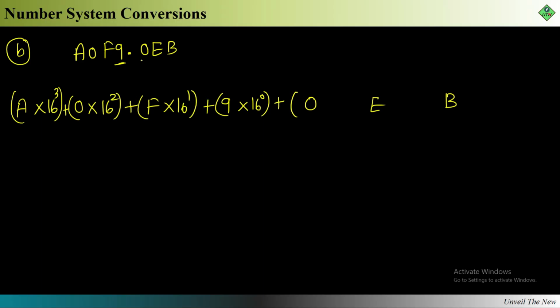Okay, after the point we are having 0, right, and so we will multiply it with 16^-1. Then we are having E, we will multiply it with 16^-2. Then we are having B, we will multiply it with 16^-3. Now for this type of calculation you need a calculator. Okay, so while doing the conversion definitely you need to have a calculator.